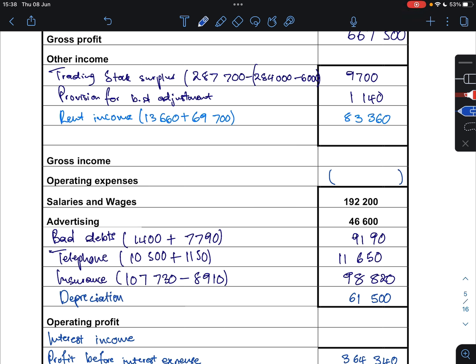So this is where you are supposed to be careful with your calculations and make sure that you get your answers correct. Plus 9,190 plus 11,650 plus 98,820 plus 61,500, and that will give us 419,960.